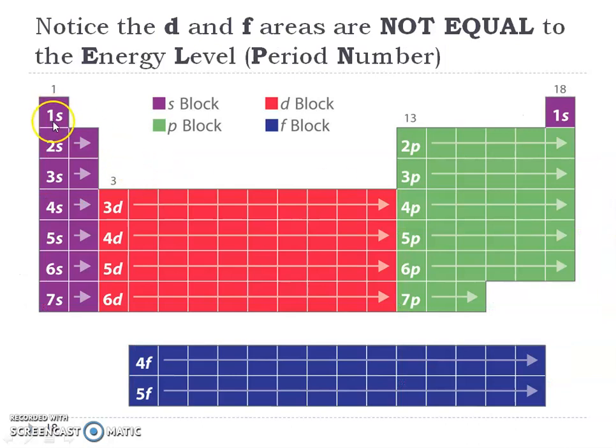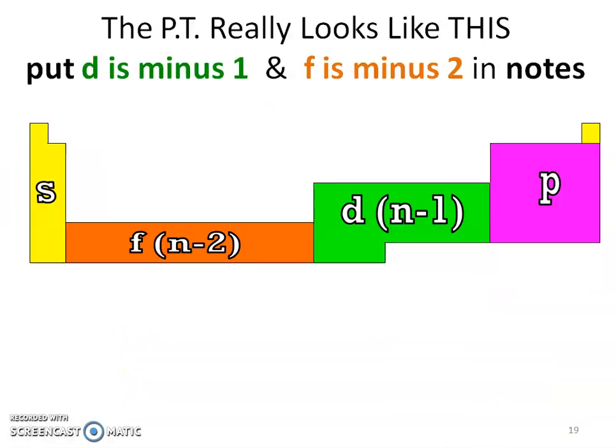So here we go. We have the S's, the P's, and here's your D's, right? This is what they call either a D block or the D area. So notice the D area is the period number minus 1, and the F area is going to be minus 2.